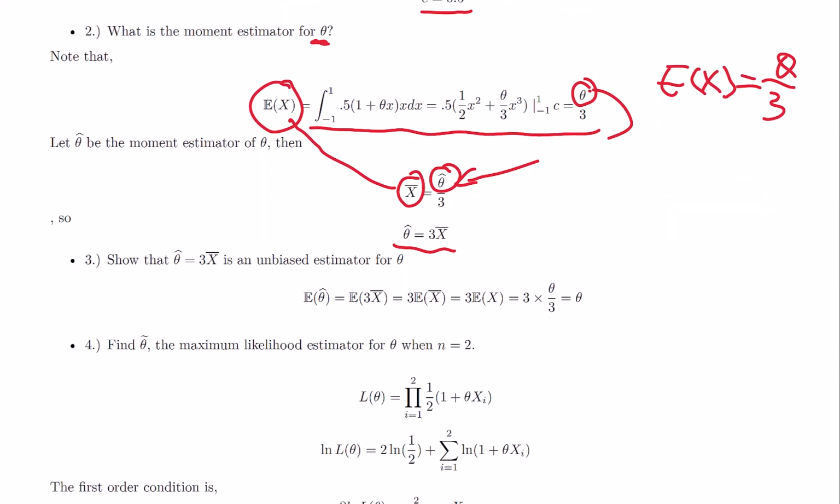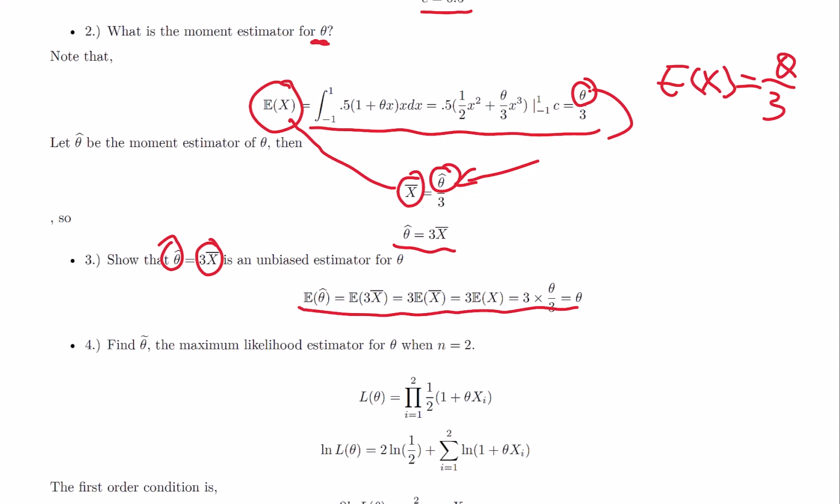All right. And show that theta hat equals 3 times X bar is an unbiased estimator for theta. To be an unbiased estimator, we need to show the expected value of this estimator is going to be the same as theta or not. Yeah, that's the way to do it.